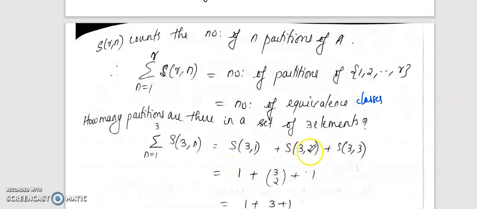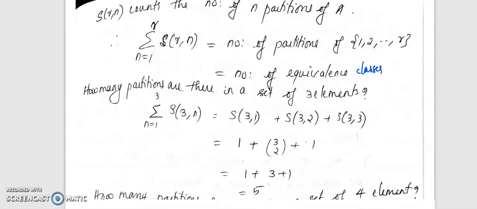S(R,R-1) we have seen is RC2. So here 3C2 will come. And S(R,R), the number of ways of distributing R objects to R boxes, can again be done only in one way. So the number of partitions of a 3 element set will be 1 plus 3C2, which is 3, plus 1. So you will get 5. So there are 5 partitions for a 3 element set.